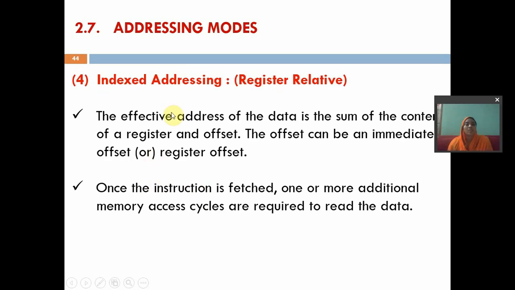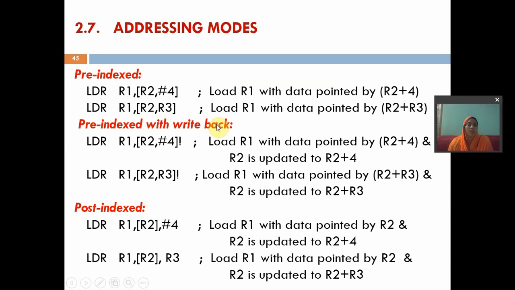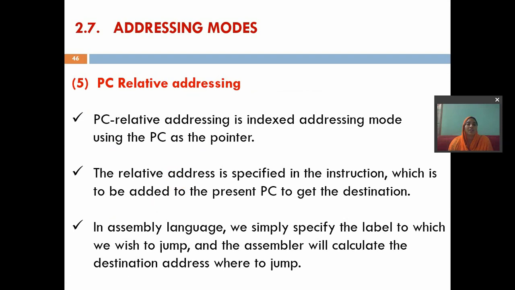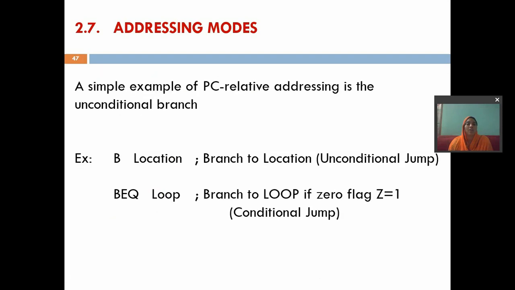The fourth one is index addressing mode. Here we have three types of index addressing mode: offset, pre-index with write back, and the third one is post-index. The fifth one is PC relative addressing mode, where we are using jump and loop instructions.